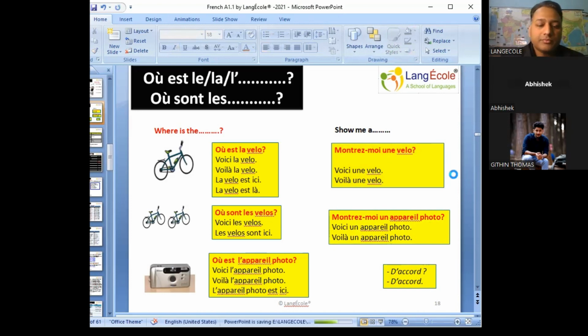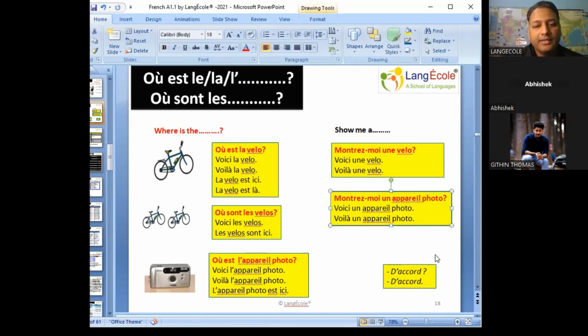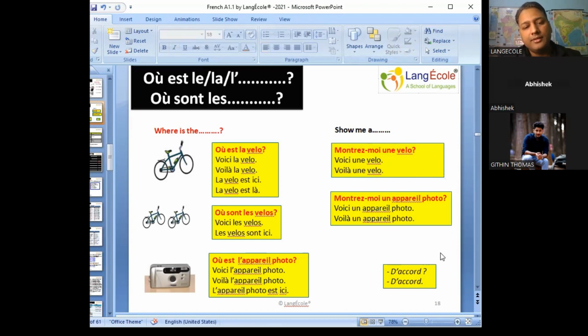So now, où est le vélo? Voici le vélo. Now I'm asking in plural. Où sont les vélos? So how will you answer? Voici les vélos.